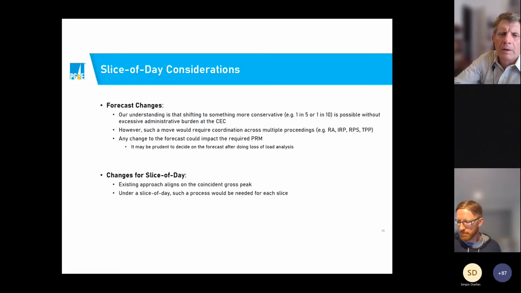Yeah, thanks, Christian. You make a really good point, which is that we need to really pay attention to what's being assumed about the inputs into the LOLE analysis, particularly when it's going to be setting the PRM.